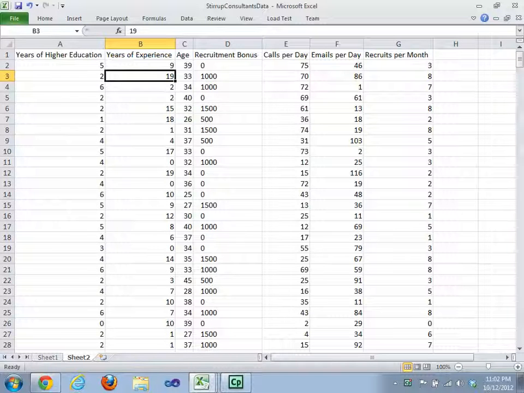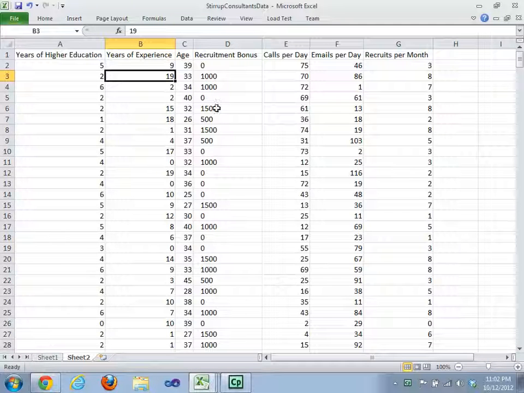Stirrup Consultants has been hired by Howard University to improve recruitment. SC has surveyed 500 recruiters at colleges and universities across the country to get a sense of what contributes to the productivity of a college recruiter. Analyze the data to see if there is an equation that allows Howard University to predict how many students a recruiter could recruit in a month.